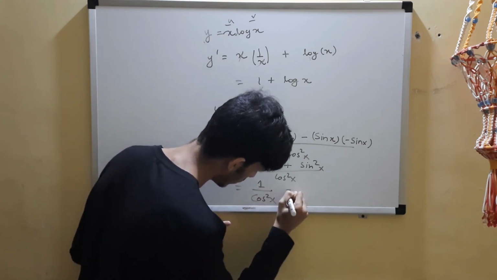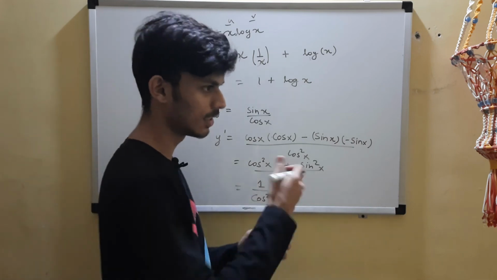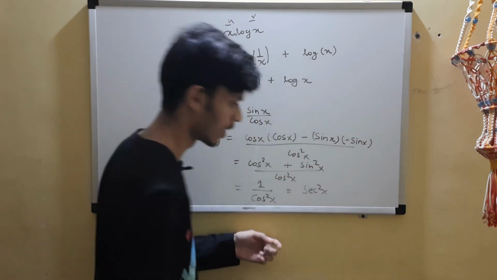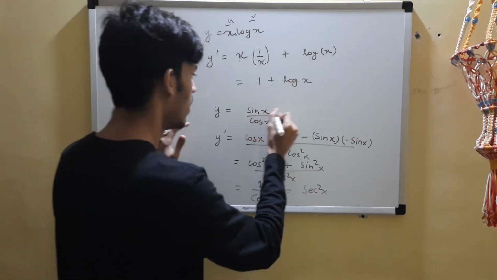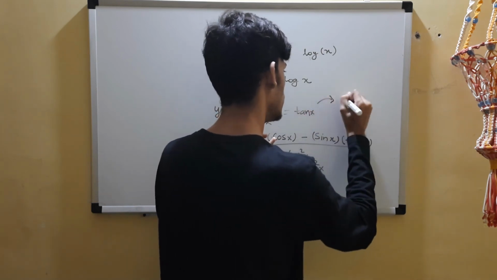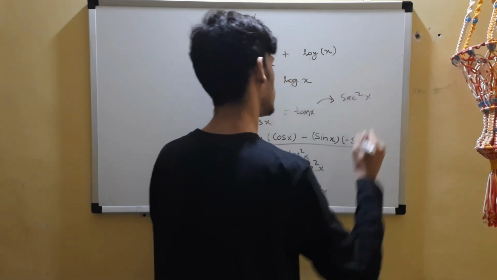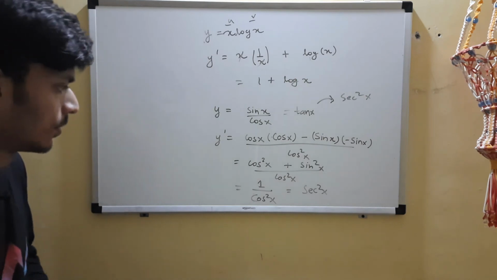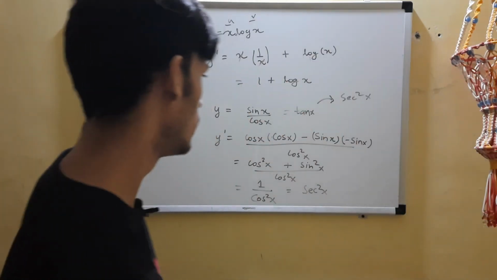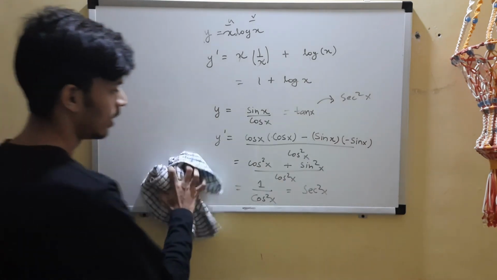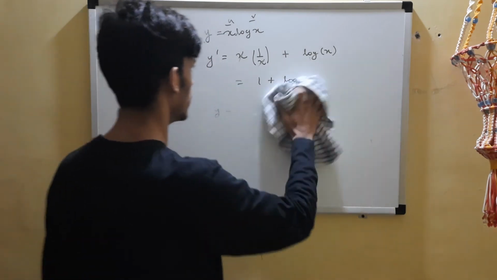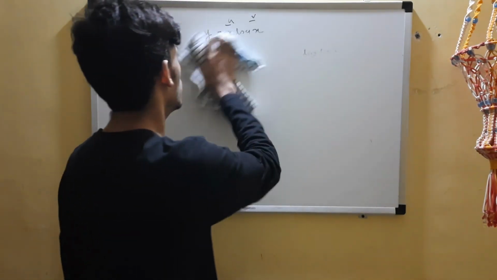How can you write that? 1 upon cos x is sec x, so 1 upon cos square x is sec square x, which was the same answer, right? sin x upon cos x is tan x, and derivative of tan x is sec square x. Okay, no difference. So whether you apply UV or do it any other way, you are bound to get the answer. Can we try something more? I think it's enough.